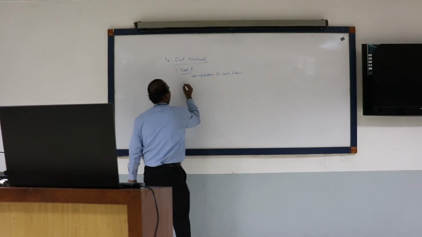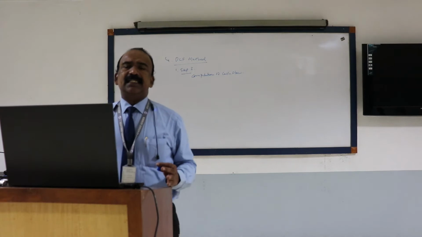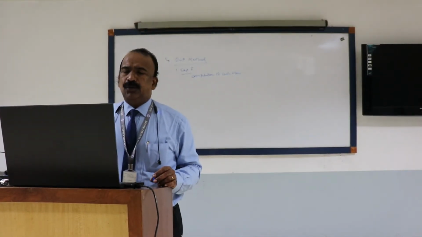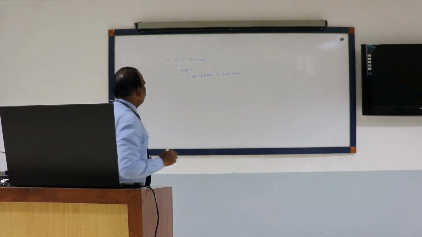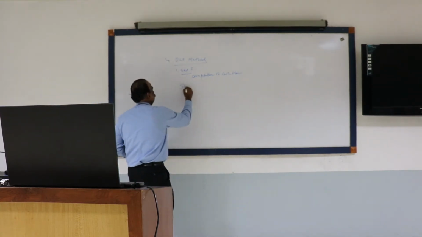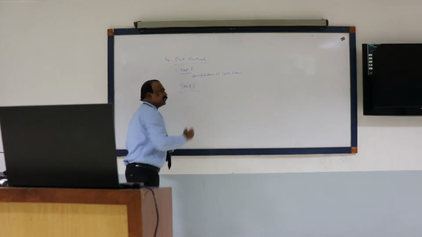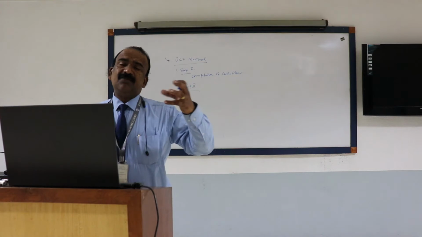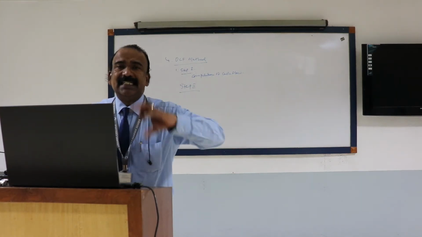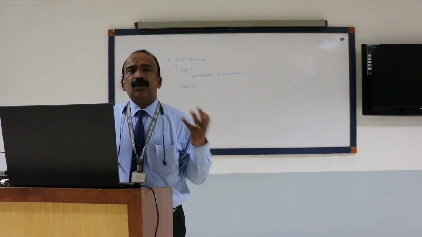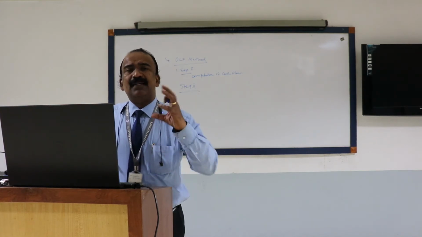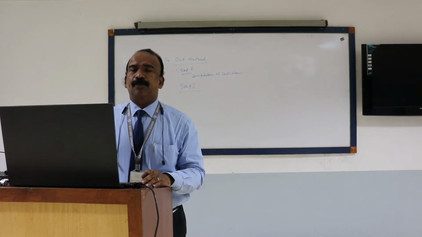So step one is, from the given case study, we need to calculate the cash flow. Then step two is the company needs to calculate the present value of cash flow. That's what we call a discounted cash flow. Discounting means finding the present value. So the company needs to find out the present value of its cash flow.